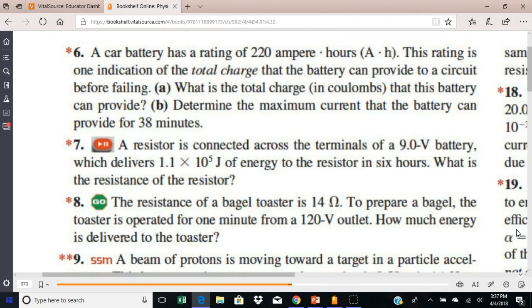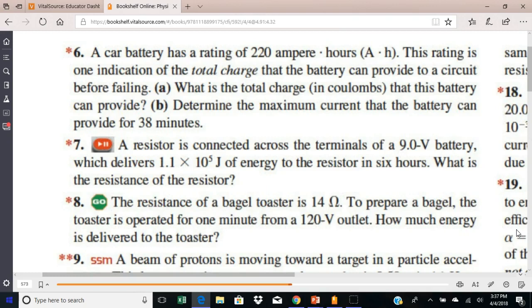So voltage is 9 volts, and the change in time is 6 hours. I've got to convert that to seconds, so 6 hours times 3,600 seconds. My denominator is the electric potential energy, 1.1 times 10 to the 5th joules. So the resistance of the resistor is going to be 16 ohms.